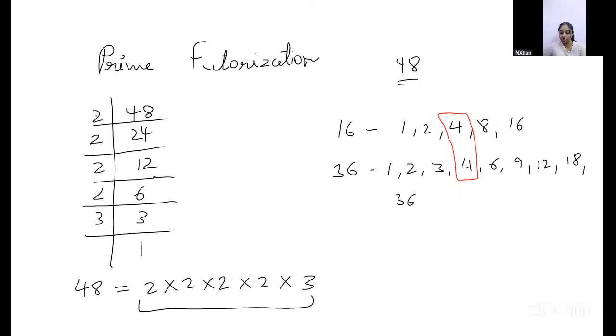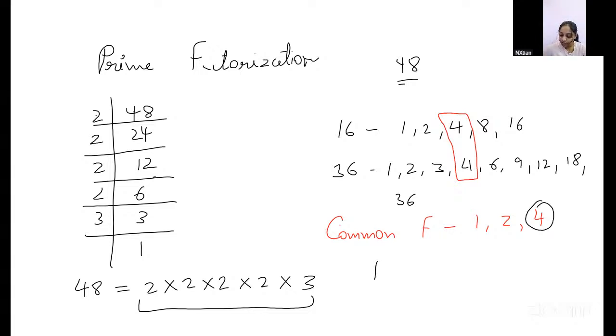Prime factorization, yes. But in HCF, we are finding the highest common factor. Look at the two examples, 16 and 36. What is common in both of them? The common factors are 1, 2, and 4. But what is the greatest one? 4 is the greatest one out of 1, 2, and 4.